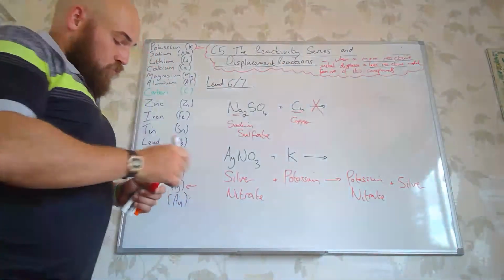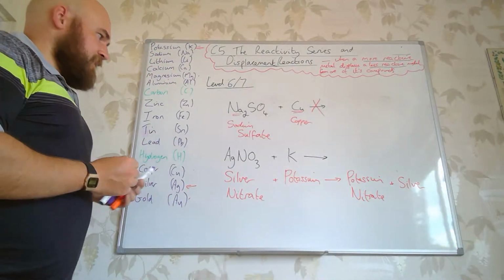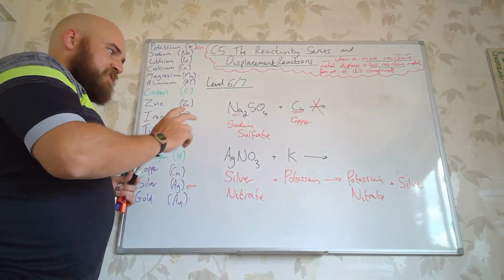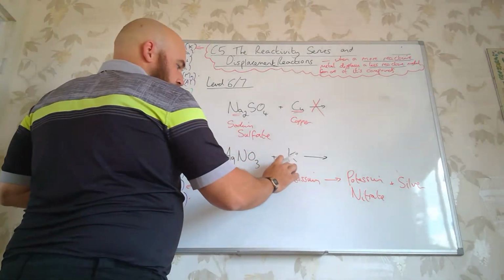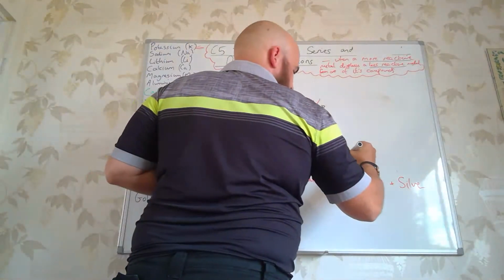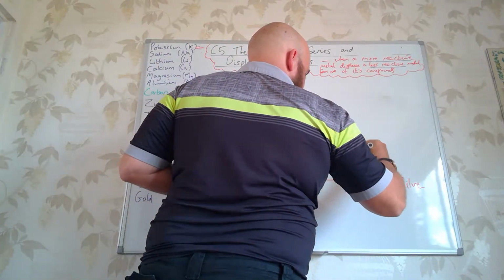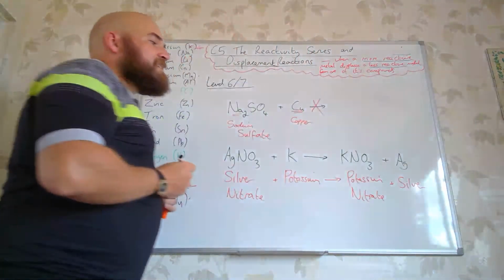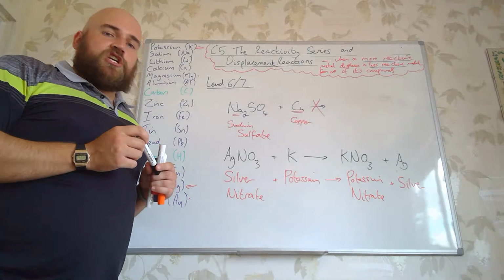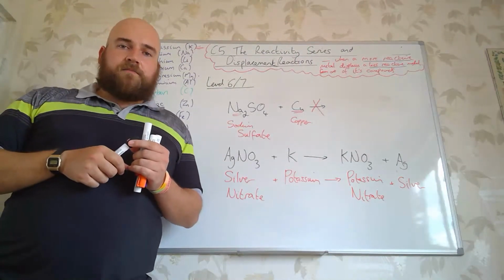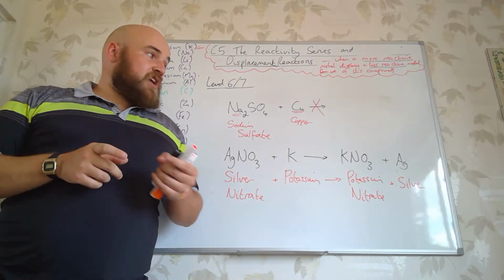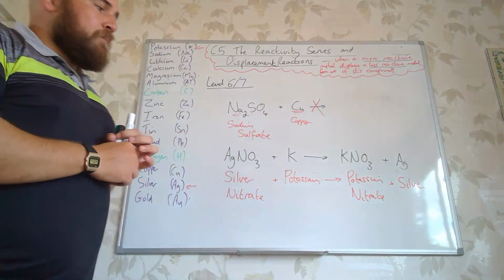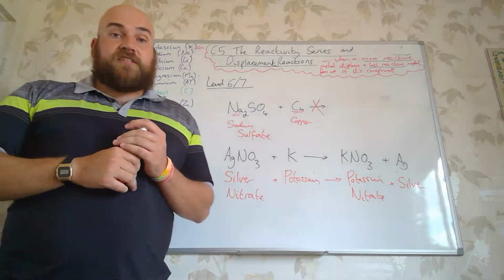Okay, but again, we need to do the symbol equations. Now, with these questions, it's quite nice because it is just a simple swap job. So just swap the K for the Ag. So KNO3 plus Ag. And the reason why we can do that is because the charge on a silver ion is +1, and the charge on a potassium ion is also +1. It becomes a bit more complicated when we get to the level 8-9 questions in a moment.